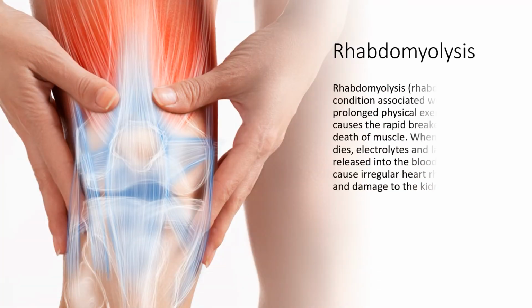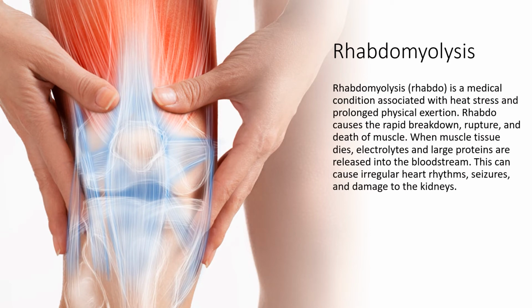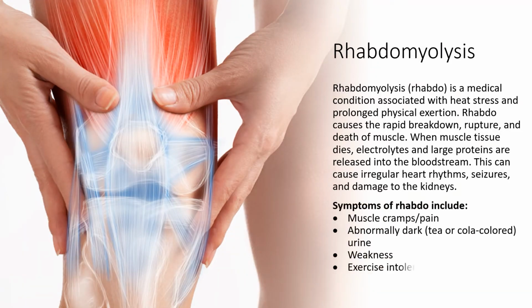Rhabdomyolysis. Rhabdomyolysis, also known as rhabdo, is a medical condition associated with heat stress and prolonged physical exertion. Rhabdo causes the rapid breakdown, rupture, and death of the muscle. When the muscle tissue dies, electrolytes and large proteins are released into the bloodstream. This can cause irregular heart rhythms, seizures, and damage to the kidneys. Symptoms of rhabdo include muscle cramps and pain, abnormally dark urine, tea or cola colored, weakness, and exercise intolerance.